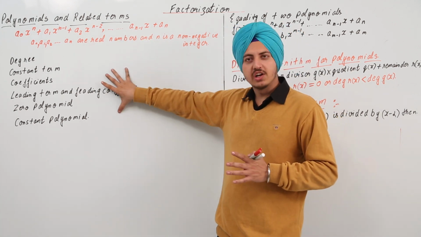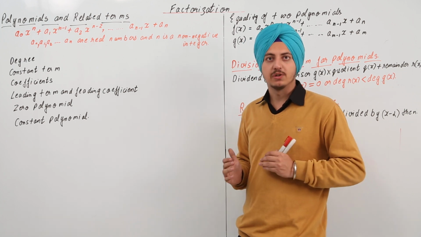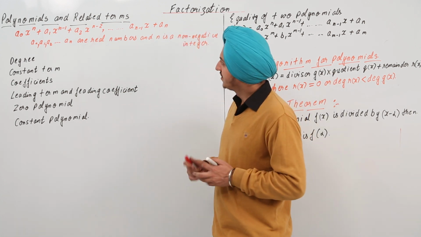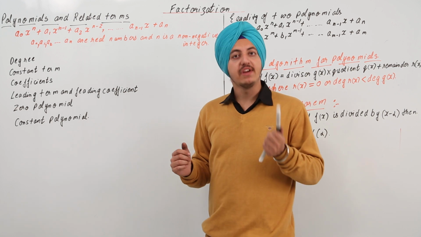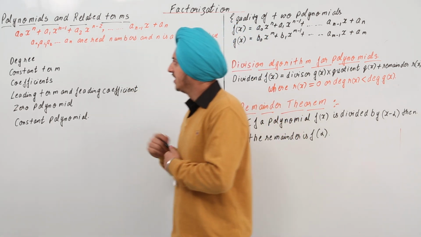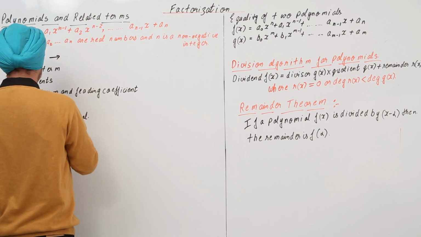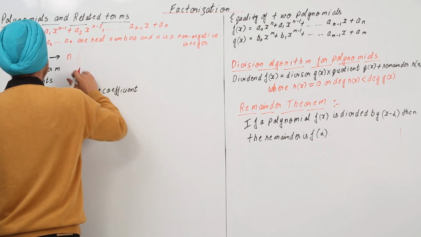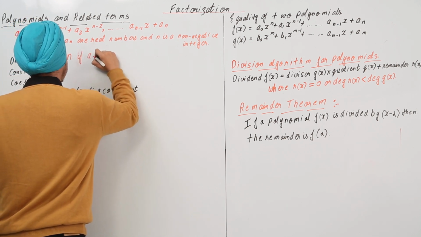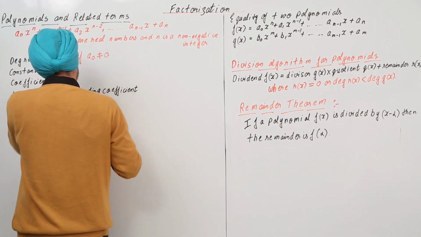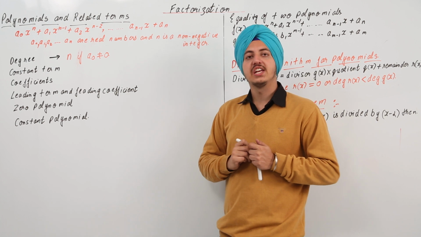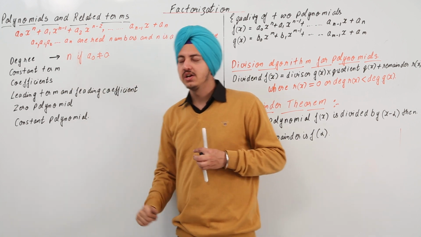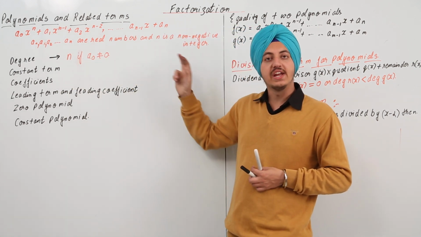Now I'll explain the related terms of a polynomial, and then I'll give you examples of polynomials. First of all, the degree of a polynomial. What is the degree? The degree is the highest power of x. So in this expression, the degree is n if and only if a naught is not equal to 0. If a naught is not equal to 0, then the highest power of x in this expression is n, right? So if a naught is not equal to 0, the degree is n.